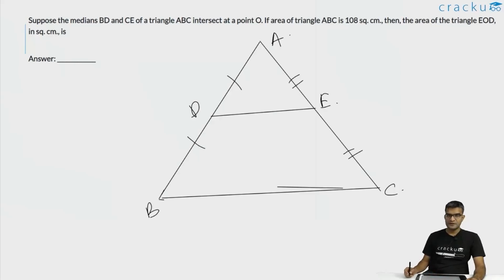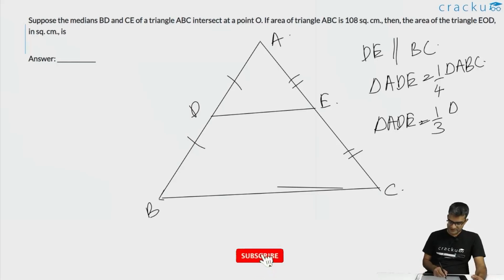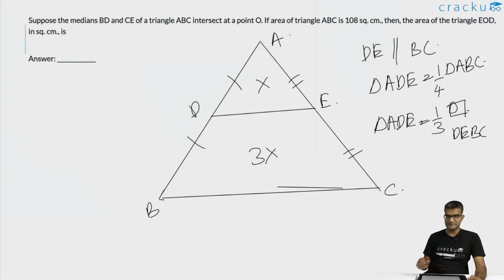Now a few things that you should know is that DE will be always parallel to BC, and the area of triangle ADE will be exactly 1/4 the area of triangle ABC, which is the larger triangle. Or trying to simplify this further, the area of triangle ADE will be 1/3 the bottom trapezium, which is DEBC. So if this is x, this will be 3x, and the area of triangle ABC will be 4x.